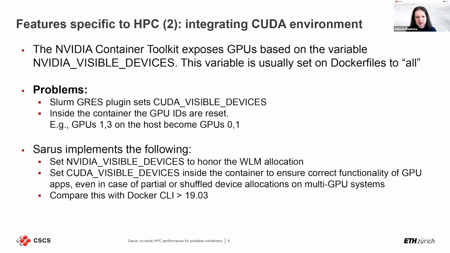So Sarus instructs the NVIDIA Container Toolkit to honor the allocation of the workload manager and also adjusts the CUDA_VISIBLE_DEVICES environment variable so that applications in the container can actually use the correct GPUs that are present inside. These modifications happen without any intervention required from the end user and represent an alternative approach compared with the GPU support CLI introduced by Docker starting with version 19.03.